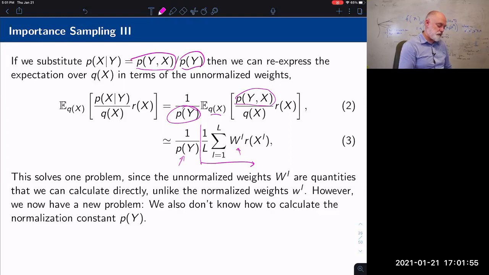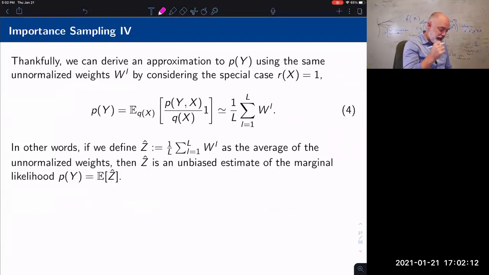So now we've done a couple of steps. We've said we can integrate with respect to Q instead of the posterior. Now we're saying we're going to replace the posterior with the joint, but now we have this normalization constant out here, which is nasty. Well, that's not so bad in some sense.